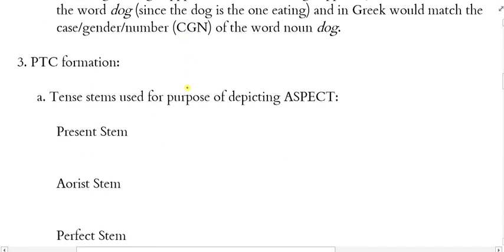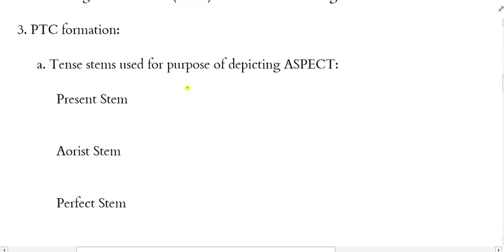Now, let's talk about how you form participles in Greek. What sort of participial formation are we looking at? One of the things that we will do if we were native Greek speakers, just sort of thinking in terms of producing Greek language and Greek sentences, a Greek speaker would have to choose a tense stem when choosing to use a participle. There are 3 tense stems that are going to be available for participial use: the present stem, the aorist stem, and the perfect stem.